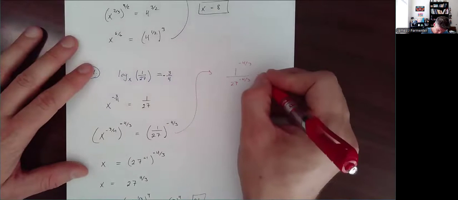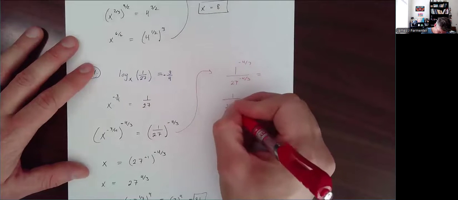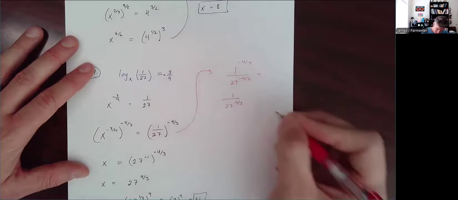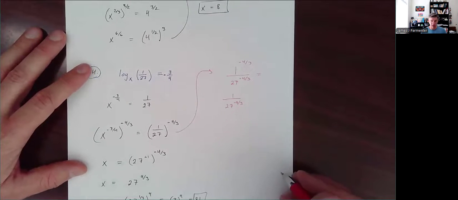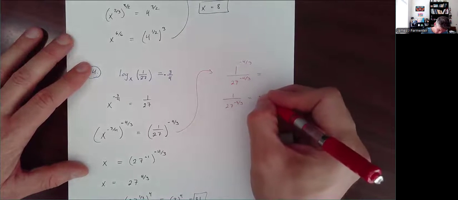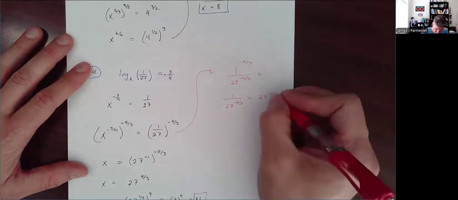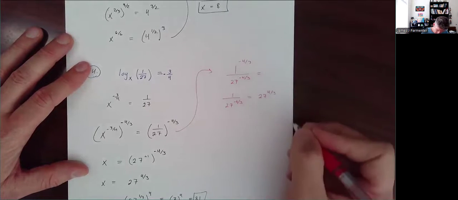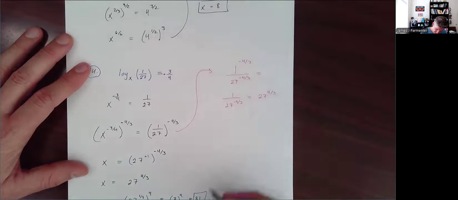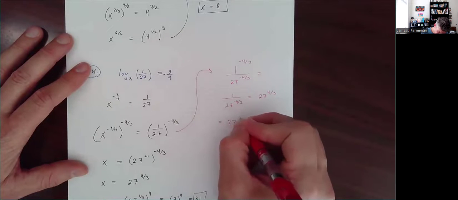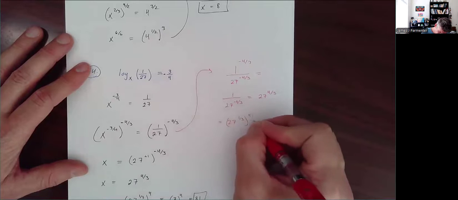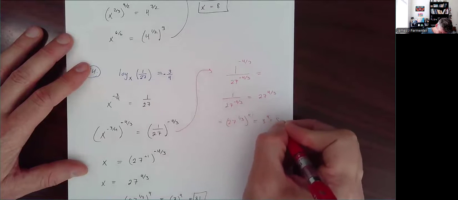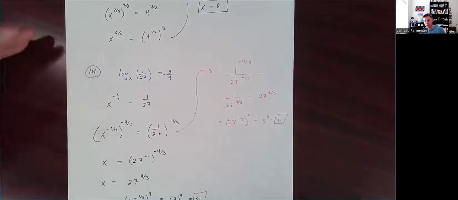So this is going to be 1 over 27 to the negative 4/3 power. And then I would immediately get rid of the negative power by writing this as 27 in the numerator raised to the positive 4/3 power. And then we're on the same journey as we were over here. That's going to be 27 to the 1/3 to the 4th, which is 3 to the 4th, which is 81. So there's a few different ways to go here.